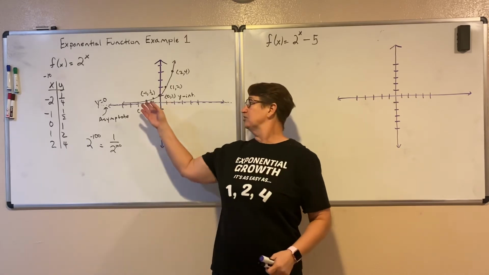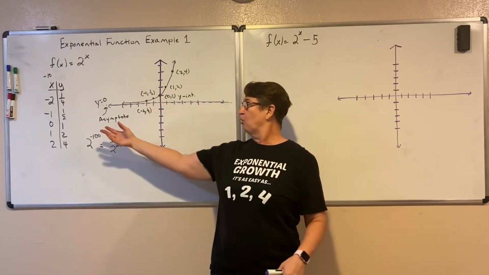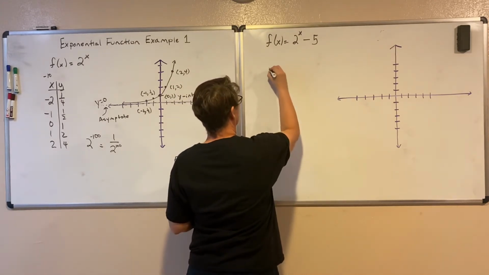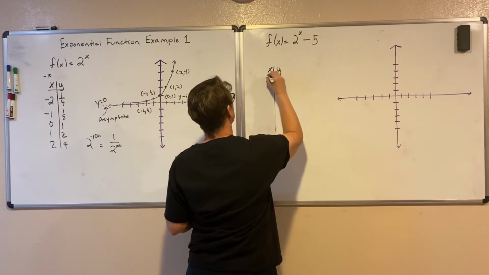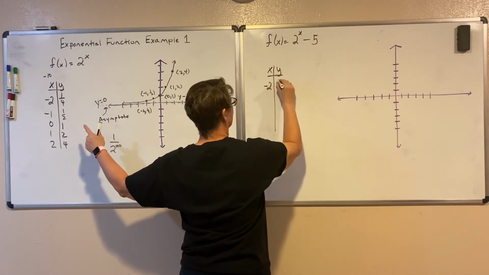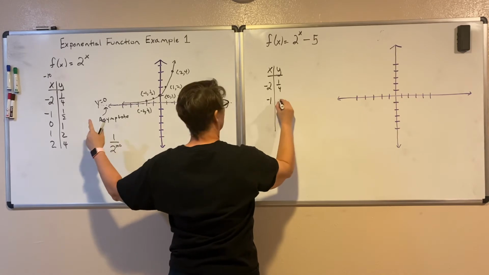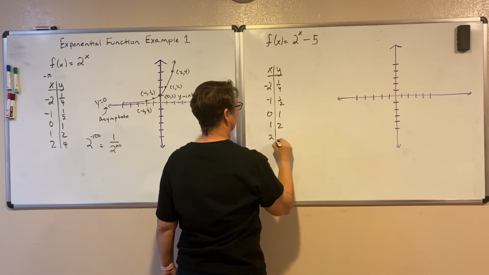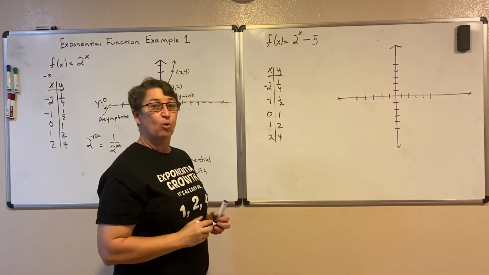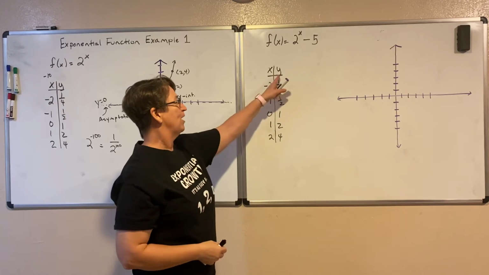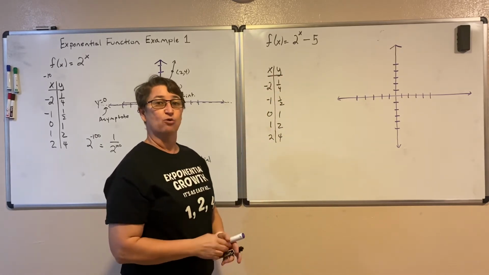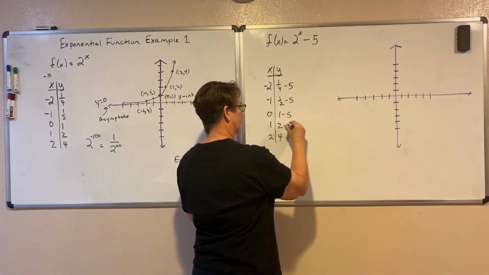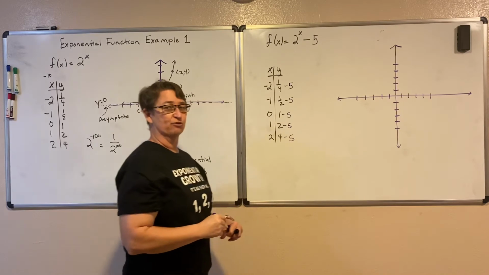So I can do that. I can just take my parent and shift it all down 5, or I can start with my parent function. So I'm going to do that. I'm going to start with the parent function. So the points on my parent function are (-2, 1/4), (-1, 1/2), (0, 1), (1, 2), and (2, 4). And what's happening with my points, or those values of the points, is all my y values are being shifted down 5, or I'm just subtracting 5 from each of those y values. So I'm going to take each of my y values and just subtract 5 from each of those.